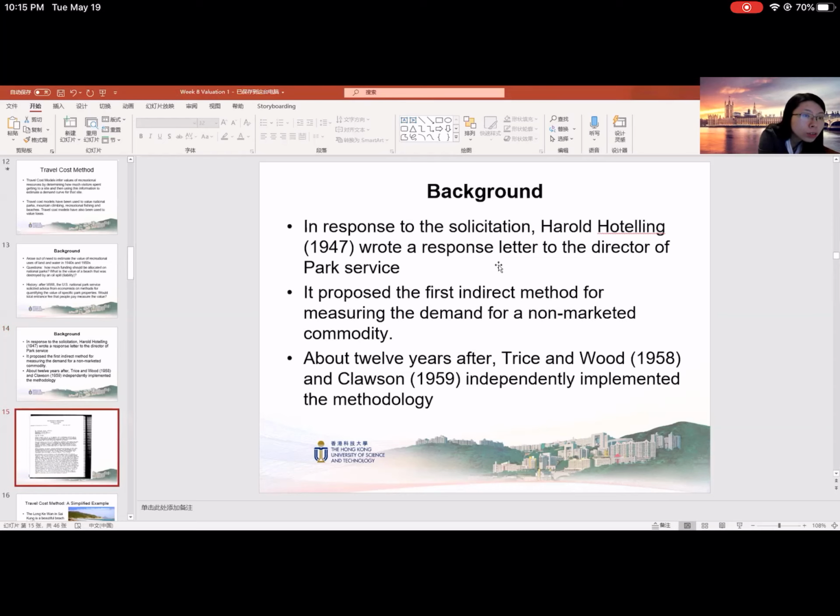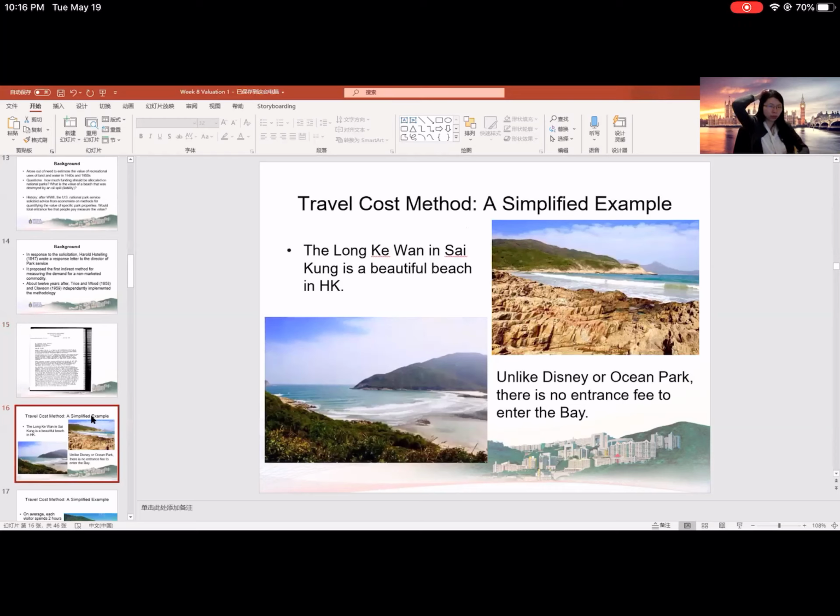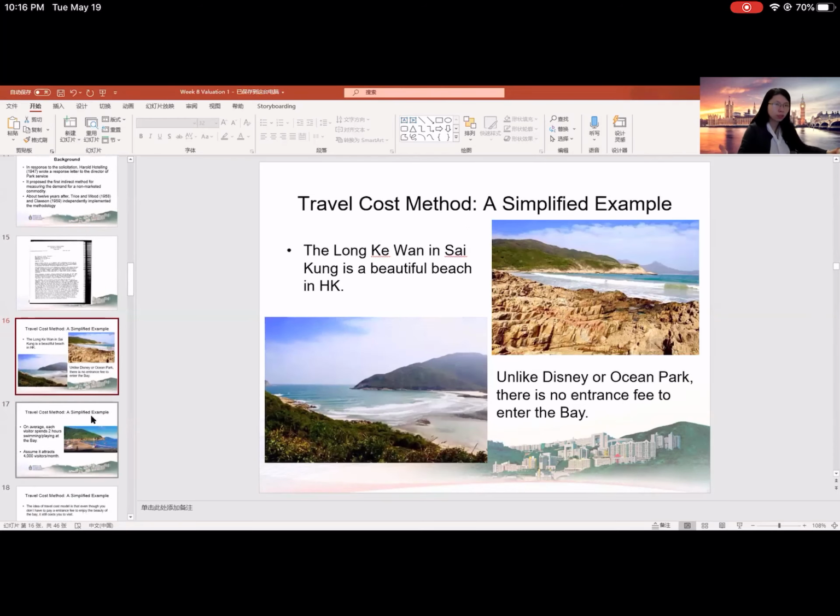So this was the original letter he wrote to the government. Remember, the U.S. National Park Service wrote to economists soliciting methods for park valuation, and Hotelling wrote this letter. The idea was that for a pretty remote beach, I'm not sure if you have been to this beach, I have, if you wanted to know how much Hong Kong people living near these areas enjoy this beach, since this beach was free and open to the general public, you can't look at its entrance fee. What you do is look at something that pretty much acts as an entrance fee to people, which was the travel cost.